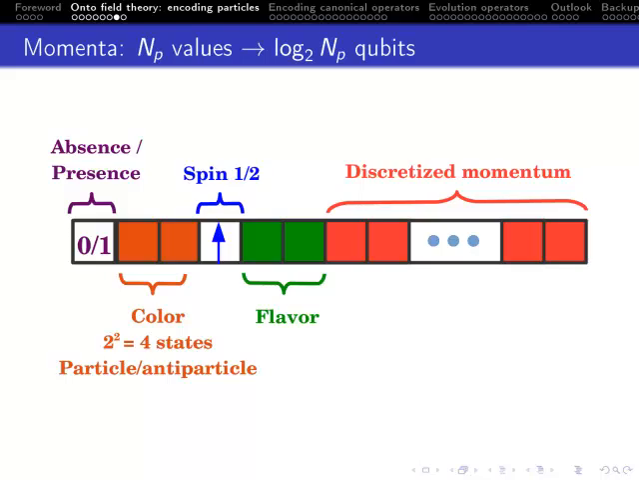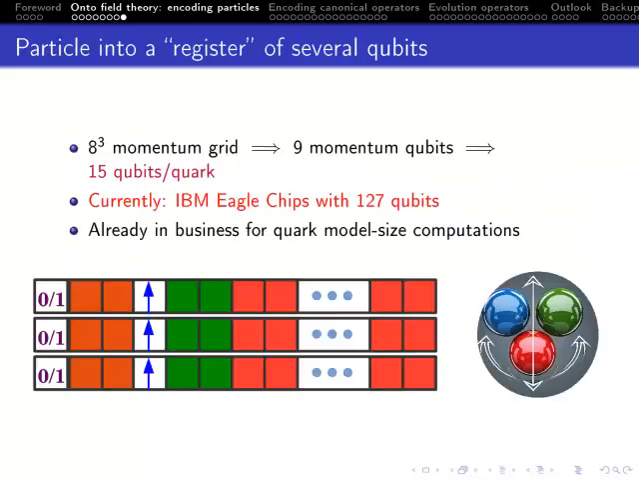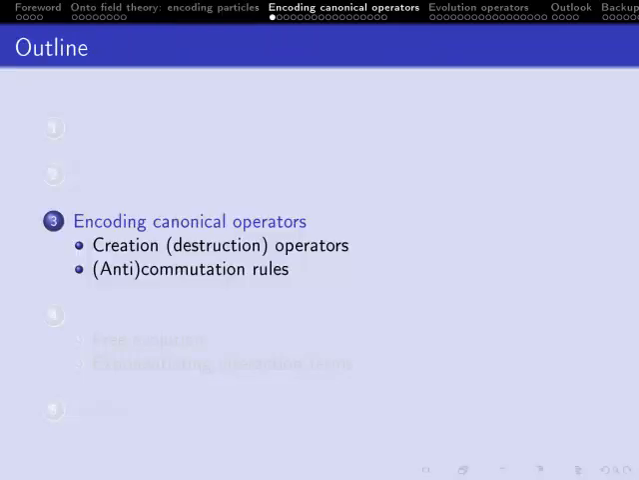All right? Now, if you count, you need about 15 qubits per quark to do that. So we're already in business for quark model size computations because the Eagle chips that IBM has in the public domain are 127 qubits. You can run on those. So simple calculations can work already.